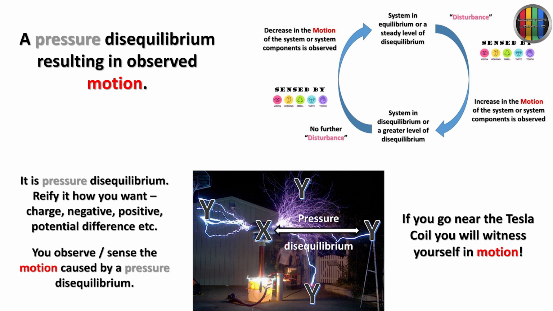It is pressure disequilibrium. Reify it how you want. Charge, negative, positive, potential difference, etc. You observe and sense the motion caused by a pressure disequilibrium. If you go near the Tesla coil, you will witness yourself in motion.